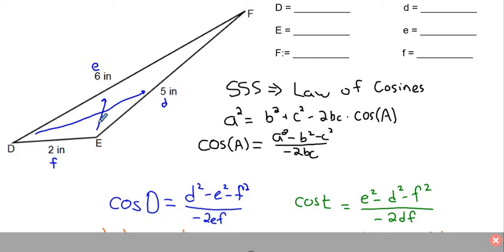The next one I did in order was E, so I just go in alphabetical order. So cosine of E would be E squared, the side that matches it, minus the other two squared, divided by twice those products. Remember, all the negatives stay together. So why didn't we do F? Completely unnecessary. You can always use angle sum. If I find two angles, I can find the other angle by simply taking 180 and subtracting these two answers.